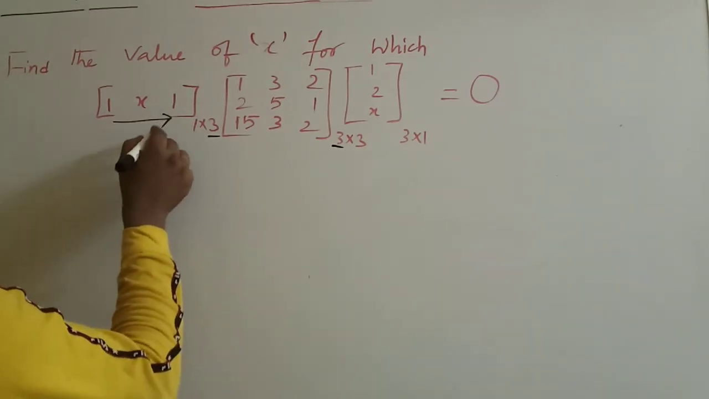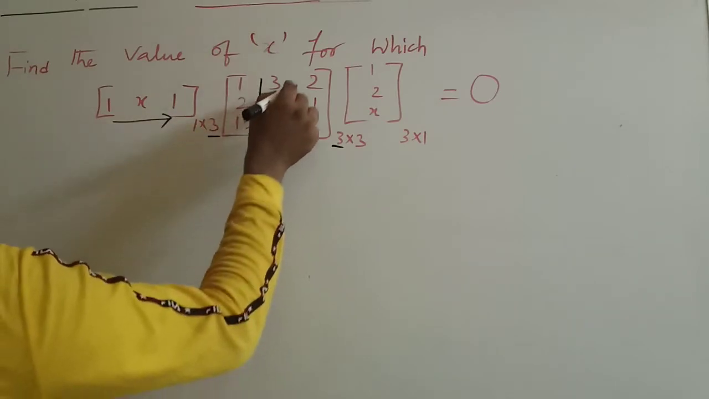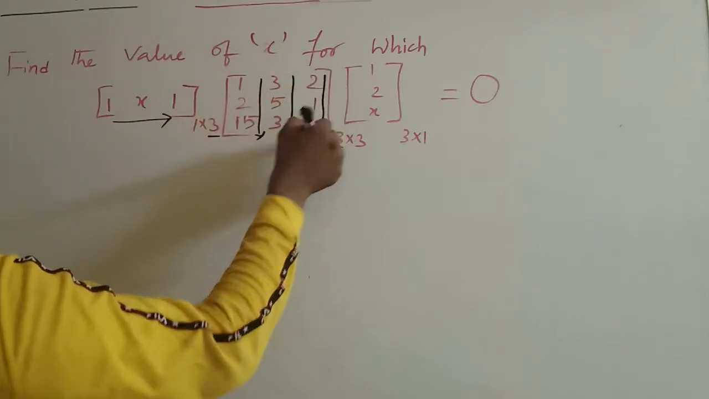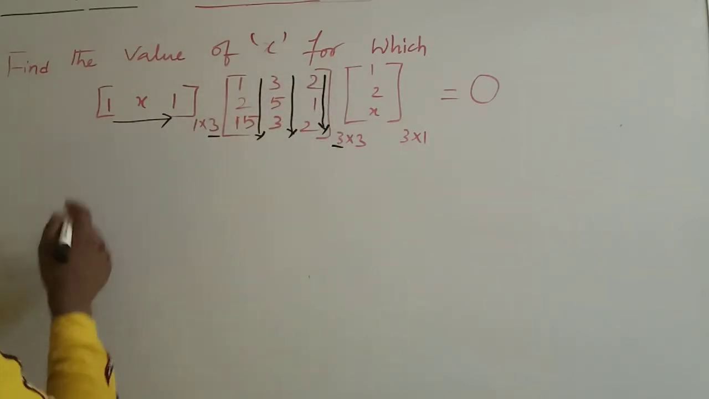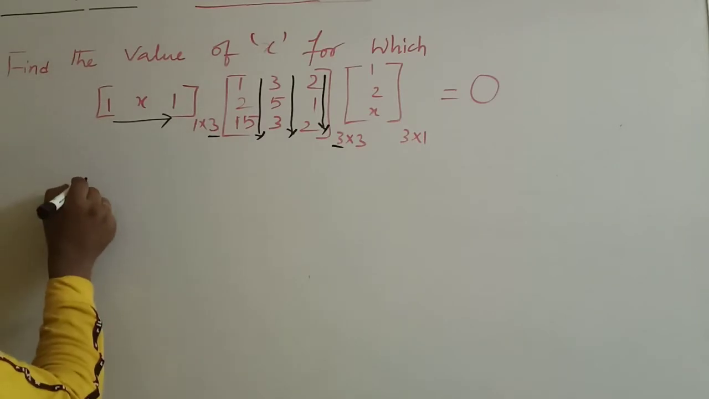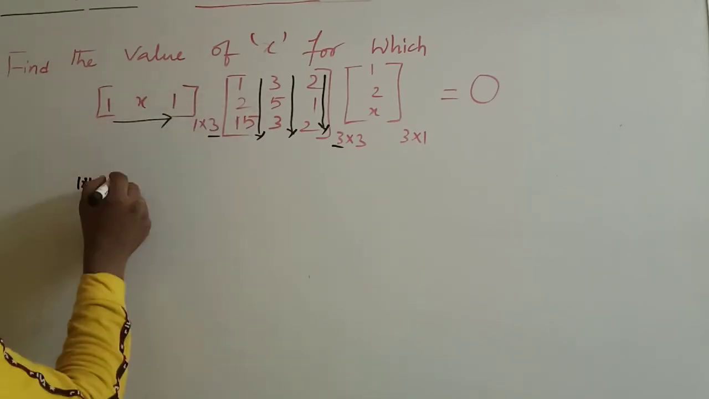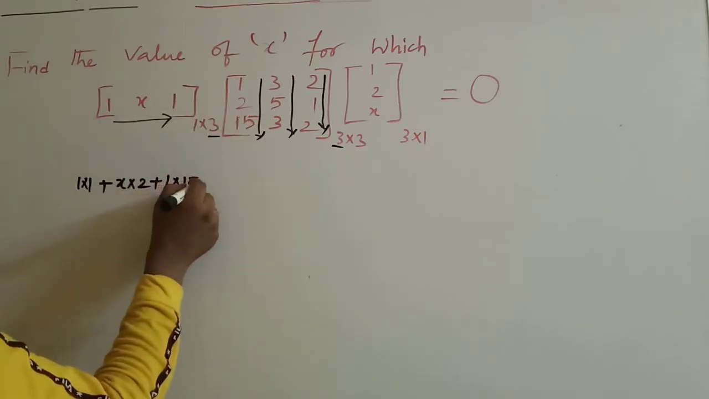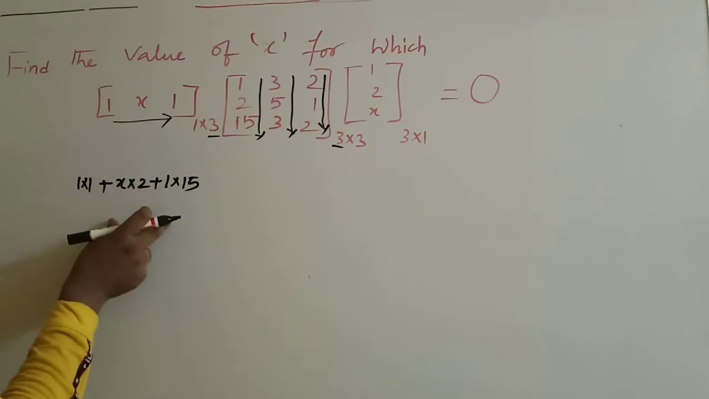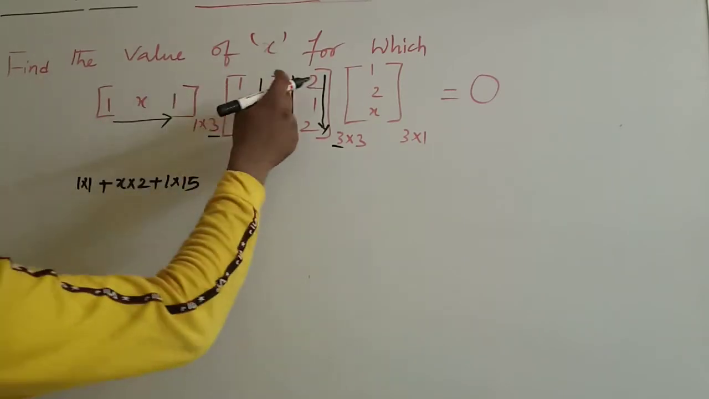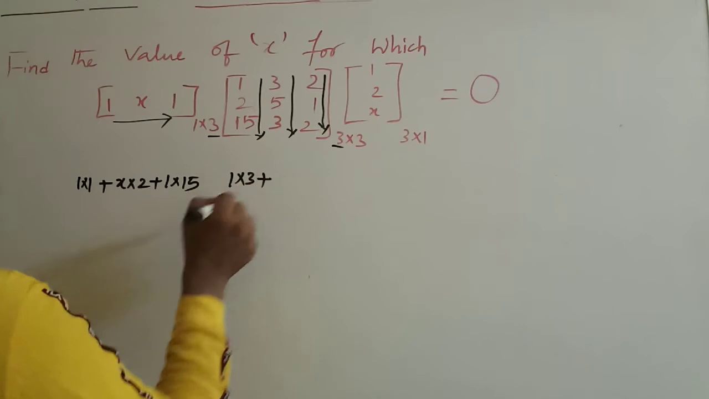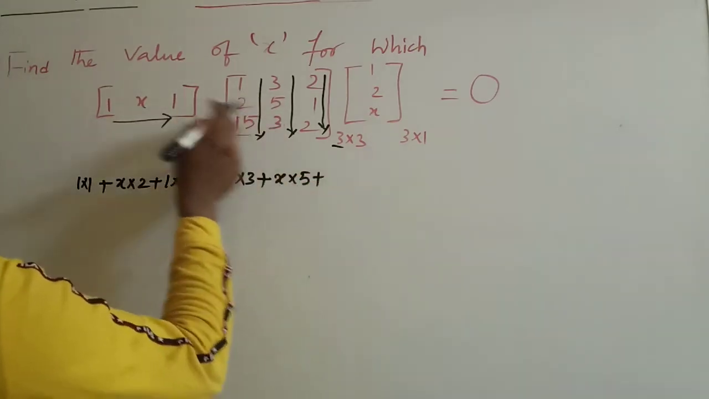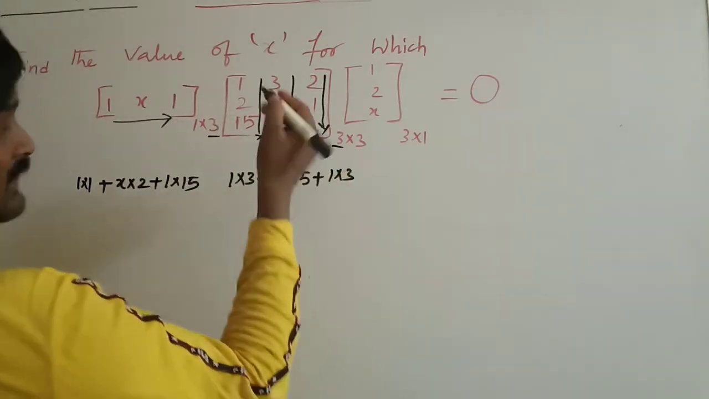So only one single row: first row with first column gives the first element, first row with second column gives the second element, first row with third column you get as the third element. So now 1 into 1 plus x into 2 plus 1 into 15. So now you got the first element. For the second element, 1 into 3 plus x into 5 plus 3 into 1.